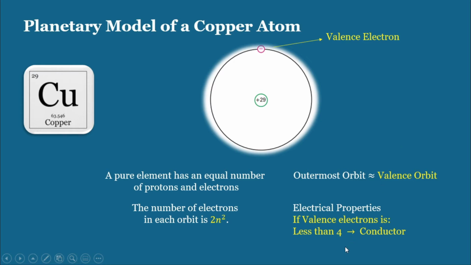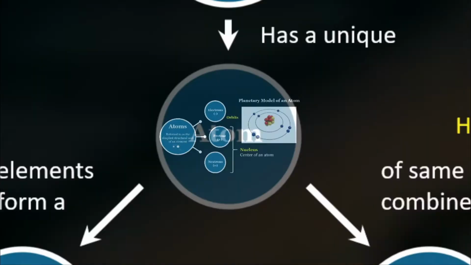On the other hand, if the number of valence electrons is greater than 4, that atom is considered an insulator, and the best insulators have 8 valence electrons. And for the purposes of electronics, if the number of valence electrons is equal to 4, then that atom is a semiconductor, which is our next lesson.